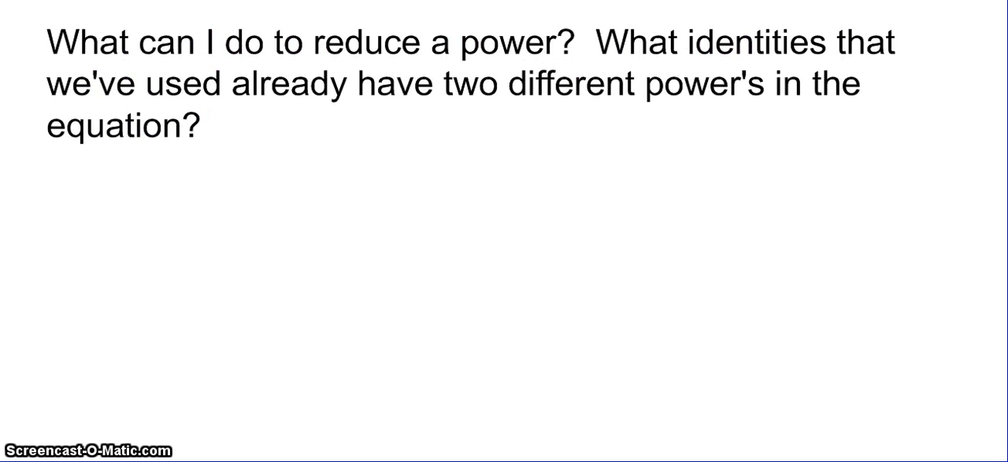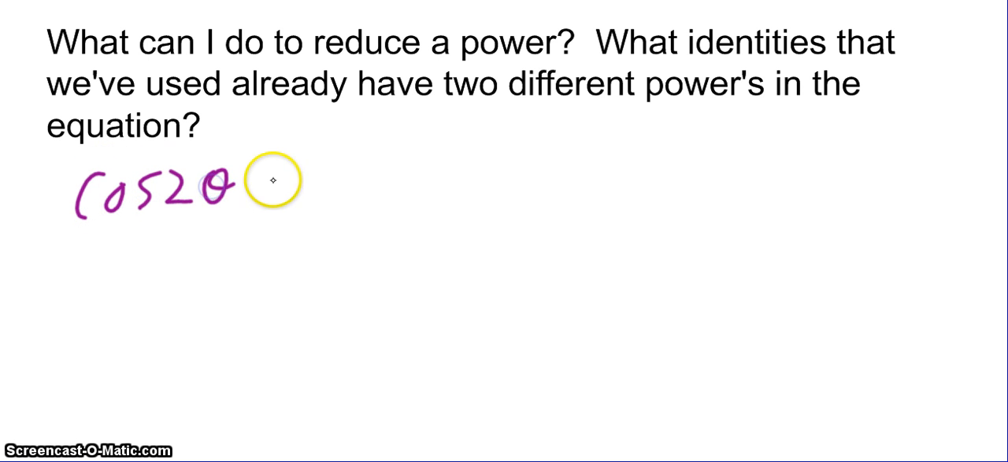So, what can I do to reduce a power? That's a great question. I'm glad you asked it. So first we want to ask ourselves, what identities that we've seen already have two different powers in the equation? That's how we can help figure out how to reduce a power. And what should hopefully come to mind are your double angle identities, specifically the cosine double angle identities is what I'm referring to.